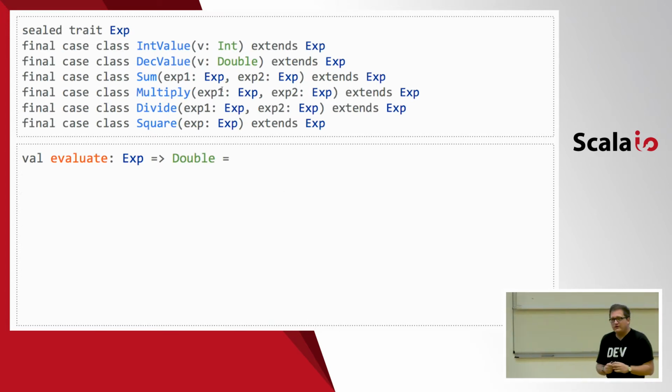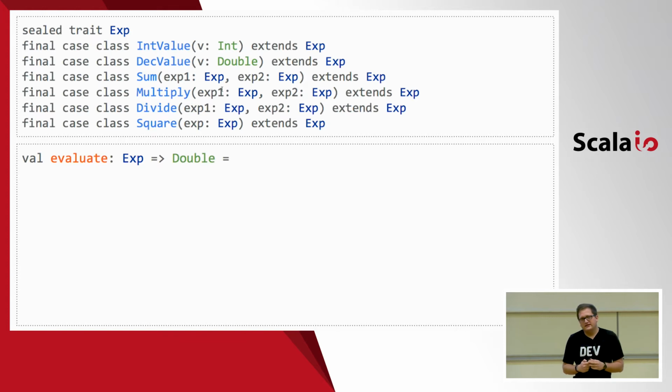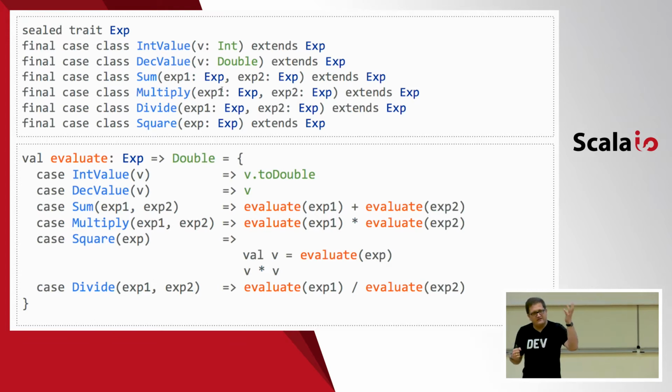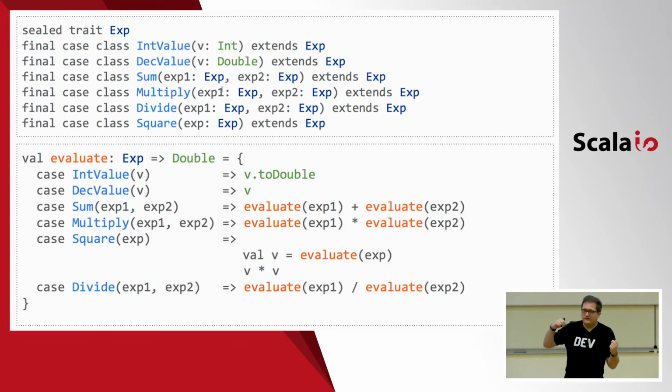Okay, so now how could we write a function that would evaluate an expression? This is really not a hard thing to do, right? Well, if there's an integer value or a double value, we just return that value. If we have something that uses that recursiveness within our structure, like for example, we would like to evaluate a sum, well, then we first have to evaluate the left-hand side, and we have to evaluate the right-hand side, and having those two values, we can sum them together, right?